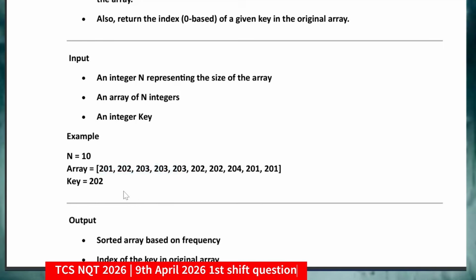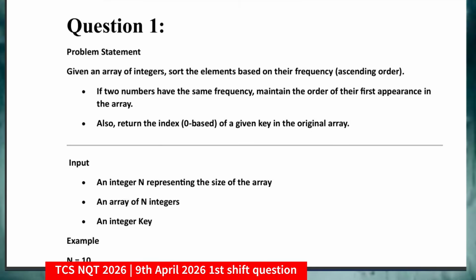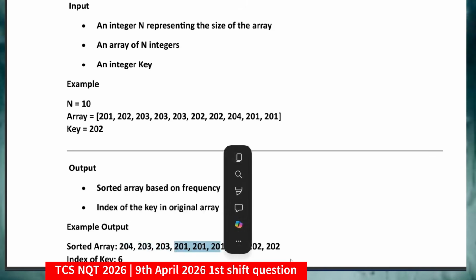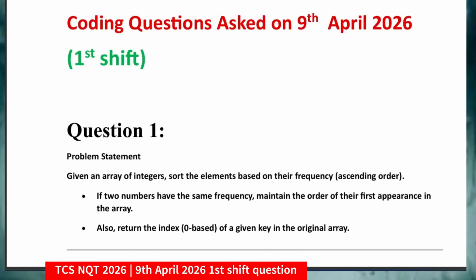What exactly do you have to do? You have to sort the elements based on their frequency, meaning how many times they are coming. For example, 201 is coming 3 times, 203 is also coming 3 times, so accordingly you have to arrange. First I will arrange 204, ascending, small to large. Since 204 is coming just one time, I print 204, then 203 2 times, then 201 3 times, then 202 3 times. This way you have to sort.